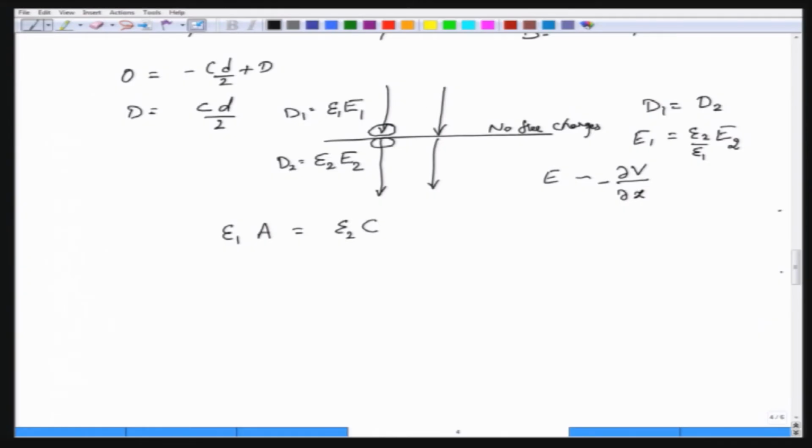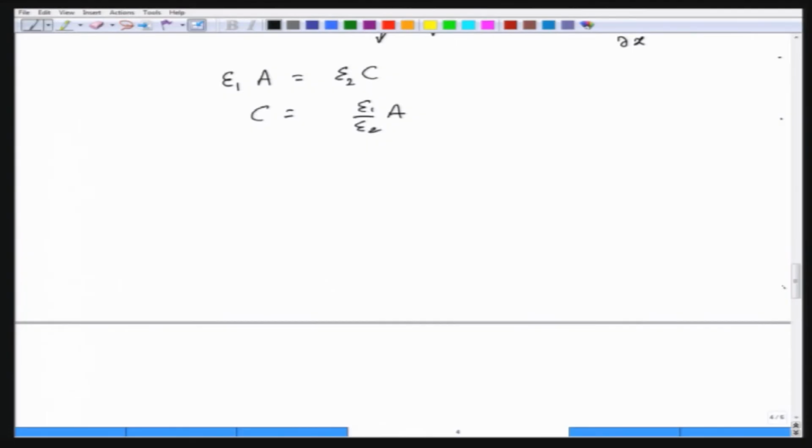The electric field was all uniform, so I differentiate with respect to x in region 1 and in region 2 and equate the two after multiplying by epsilon. When I have done this, I can write down C as epsilon 1 by epsilon 2 times A. Good. We have gone from 4 constants of integration to 3 constants of integration.